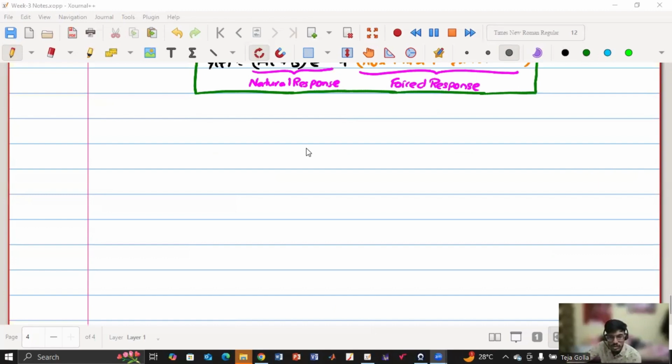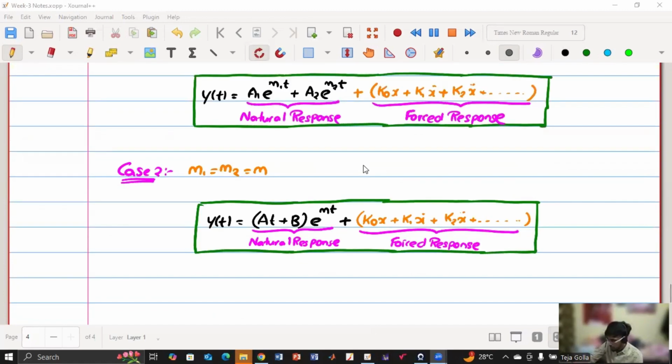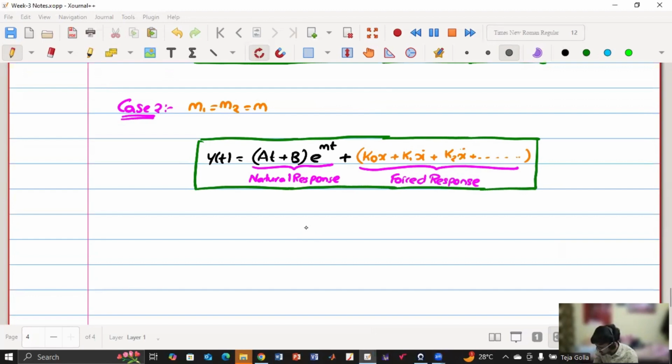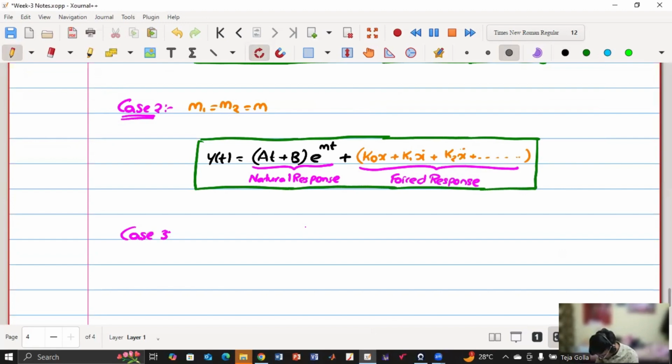Okay, someone has mentioned what if the roots are complex? Yes, what happens if the roots are complex? That is a very good question, which we have not discussed today. Okay, let me just add that also. Case 3, which is M1 and M2 are complex.